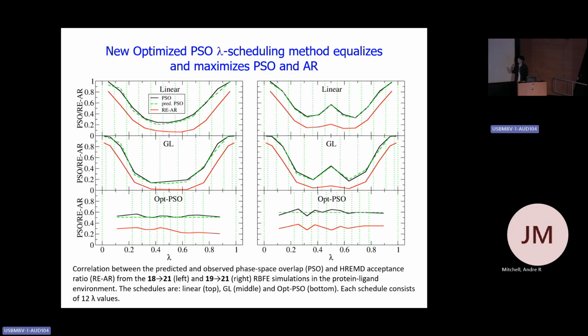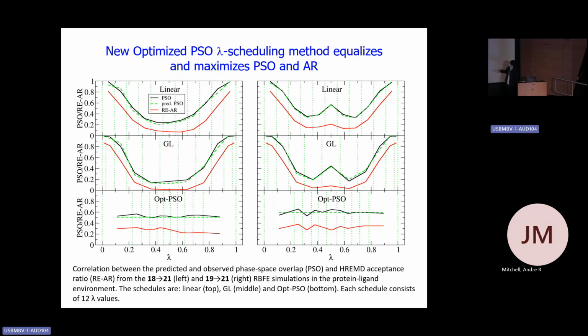So first thing first, we see that no matter which transformation you are in or which kind of scheduling you are using, the phase space overlap is always highly correlated with the acceptance ratio. So whenever you have a higher overlap, there is a higher chance that the exchange between two replicas is going to be accepted. And all these simulations were using a total of 12 lambda windows.